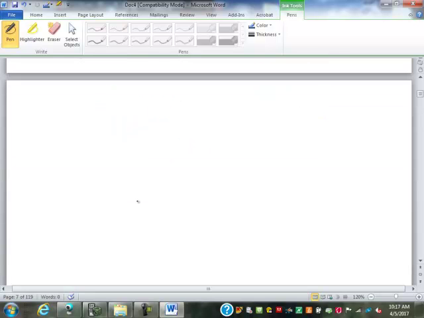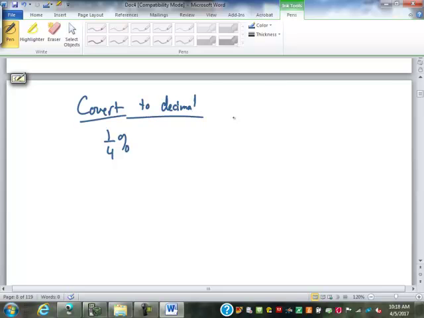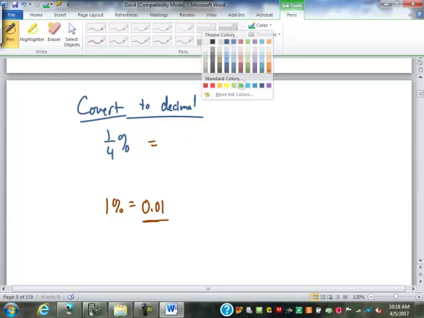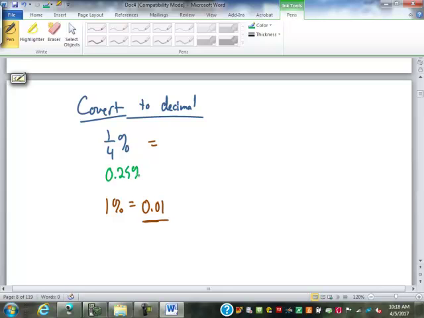The other place benchmarks come in, what if I were to ask you to convert 1/4% to a decimal? What would you say that is? I'll warn you, a lot of people would jump in and say 0.25%. But there's a problem there. What's 1% as a decimal? 0.01. 1/4 is smaller than 1, isn't it? So 1/4% as a decimal better be smaller than 0.01. 0.25 would still be a percent.